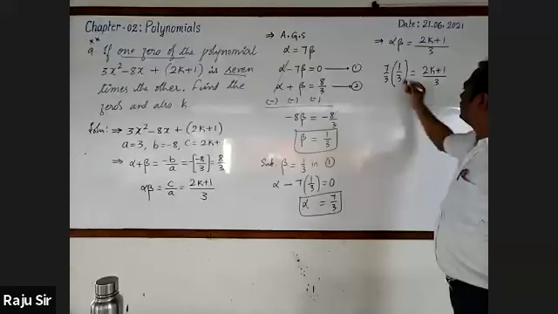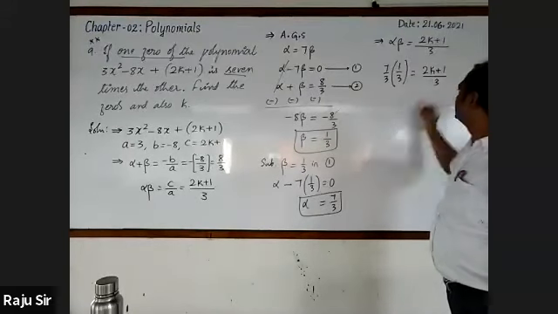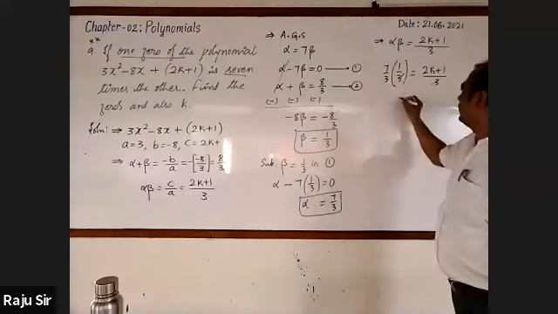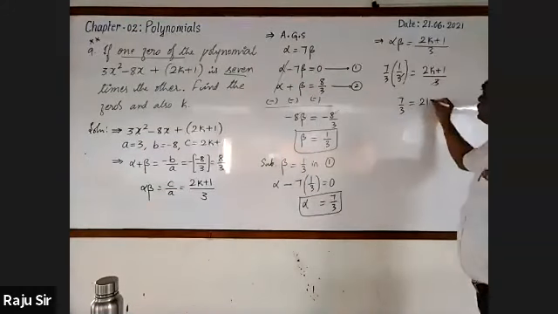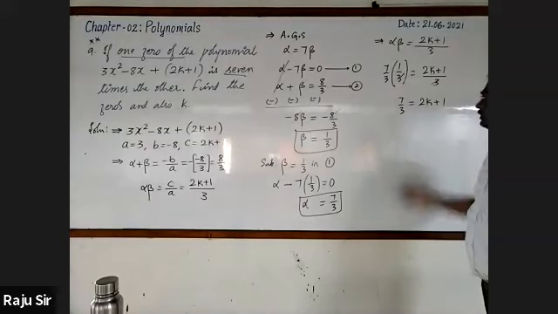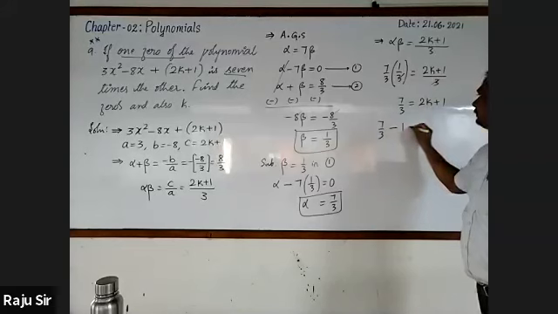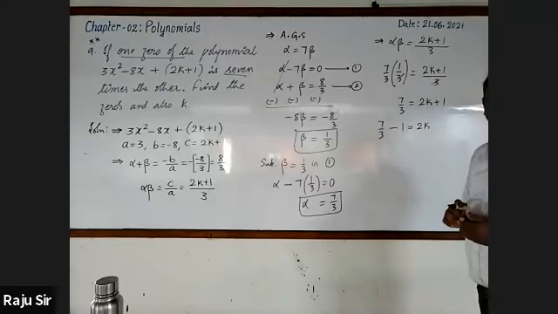And cancel 3 and 3 directly here. 3 and 3 get cancelled. Remaining, 7 by 3 is equal to 2k plus 1. Then 7 by 3, transfer 1 to the left hand side. It becomes minus 1, which is equal to 2k.